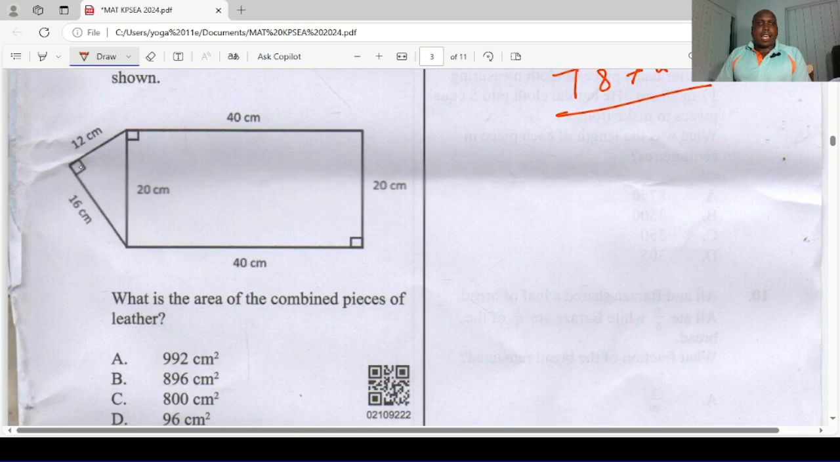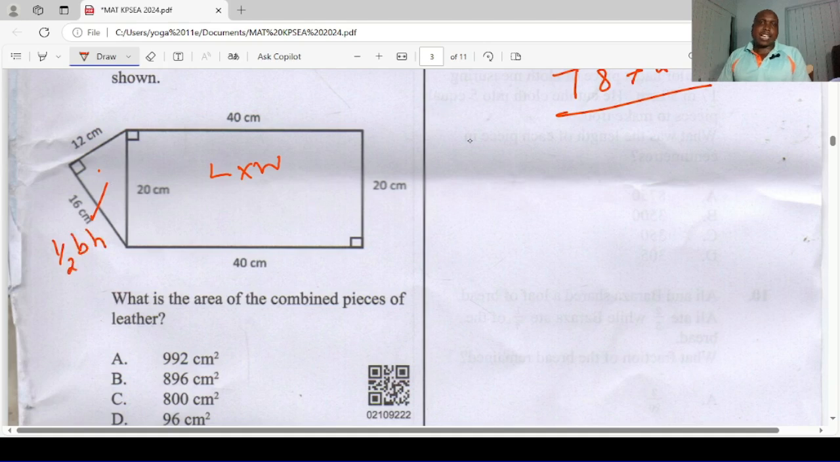Look at this diagram. This is a right angle triangle. As you can see, this is a triangle and this is a rectangle. So the area of a rectangle is length times width. The area of a triangle is a half base times height. So we will do it separately and then add.